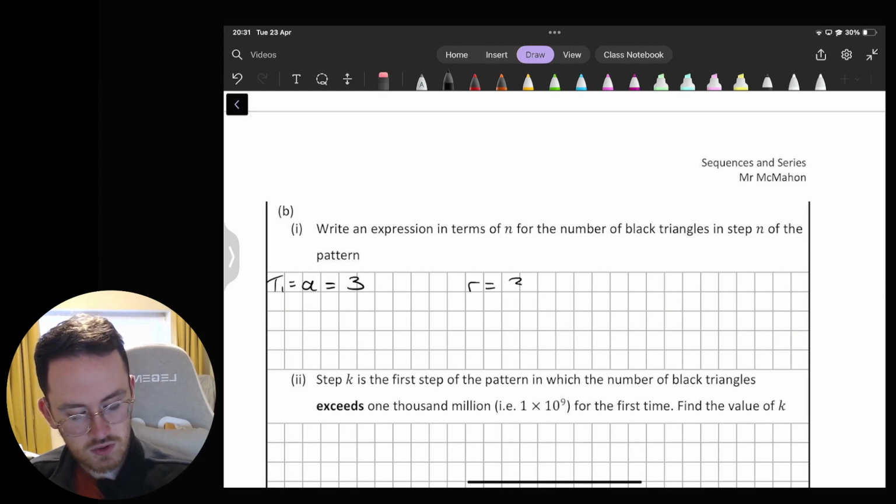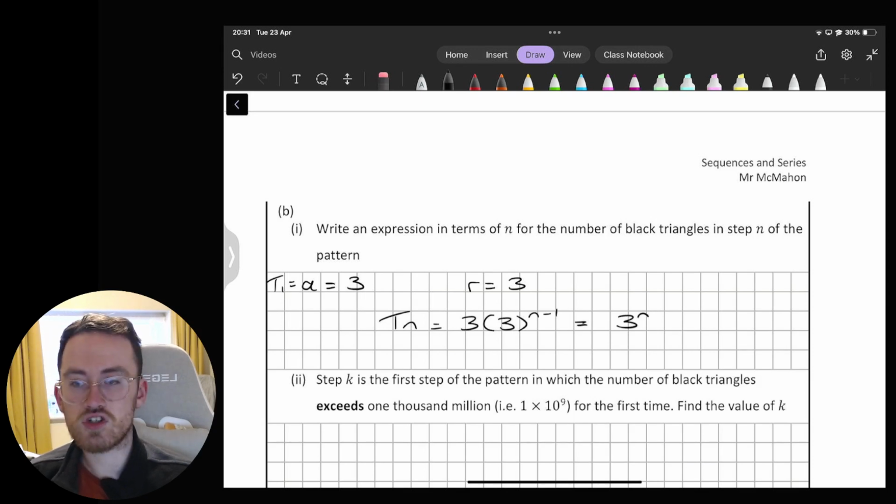My ratio is 3, so tn is 3 times 3 to the power of n minus 1, which I can actually use my indices rules to just reduce to 3 to the power of n, which gives us that nice result of step 0 being 1, step 1 being 3, and it's just multiples of 3, or powers of 3 if you like.